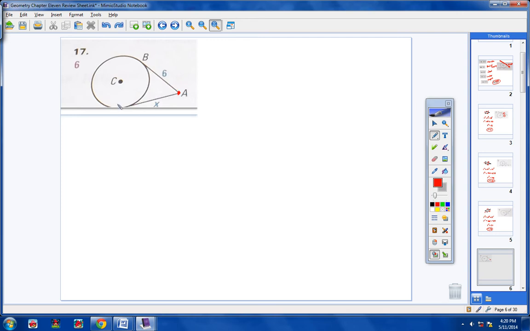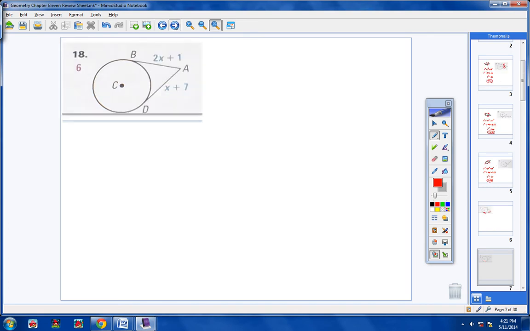I'm looking at my book here, and this kind of got cut off in the picture. I apologize. If you look in your book, you'll see there's a point D right here. Segment AB has to be congruent to segment AD because of a theorem we learned. I'm paraphrasing it, but if two segments are tangent to the same circle and come from the same exterior point, those two segments are congruent. So if the length of AB is 6, the length of AD also has to be 6. So x equals 6.